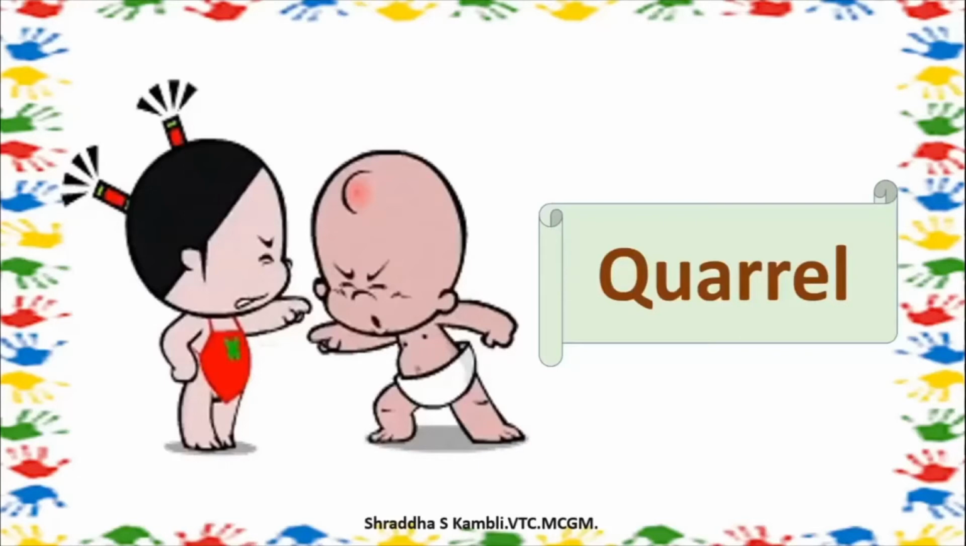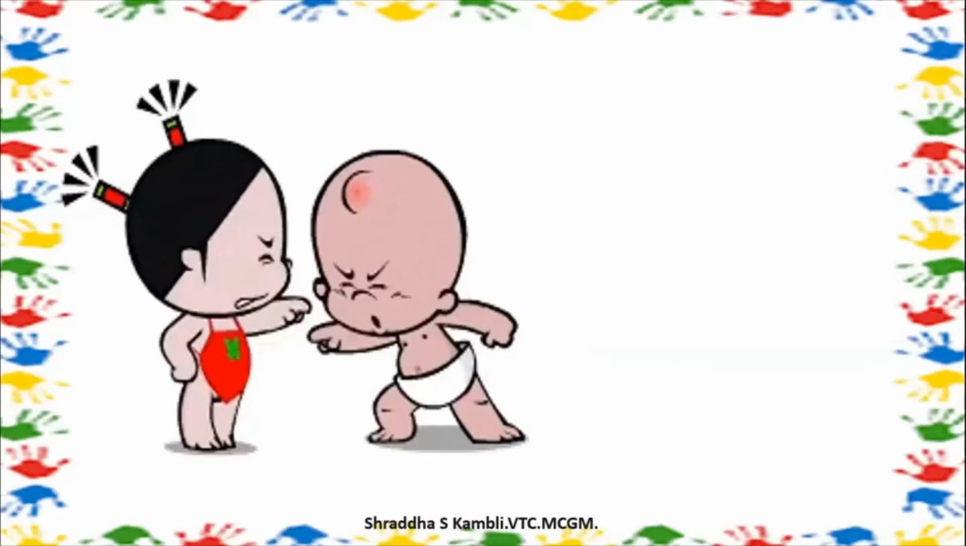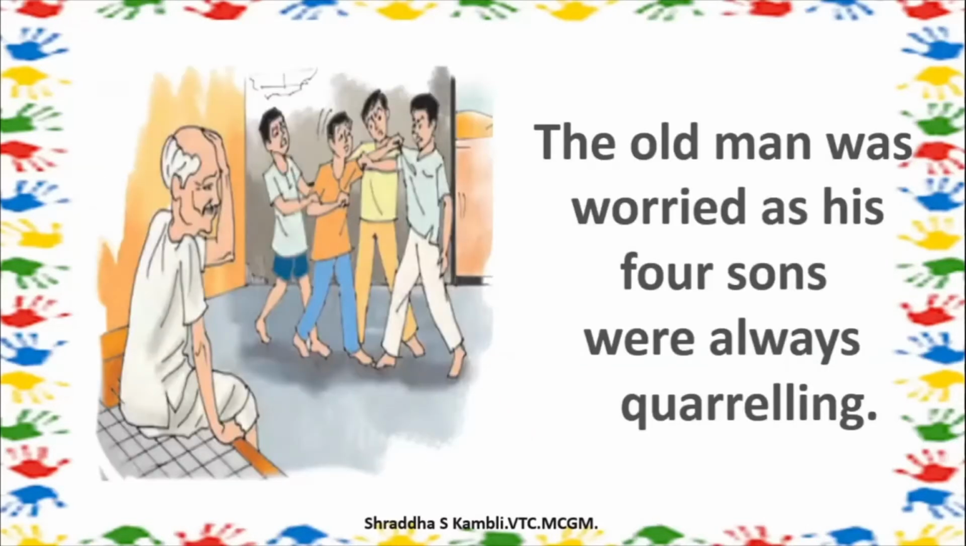Okay, the fight may not always be physical. You might not give each other punches. But when you quarrel, you disagree with each other. You shout at each other. Okay, so in the same way, like these 2 children are quarreling, the old man's sons were always quarreling, which was a big cause of concern for the old man.